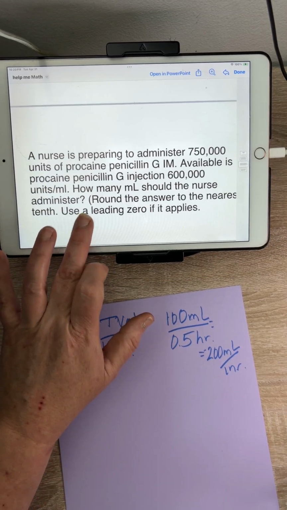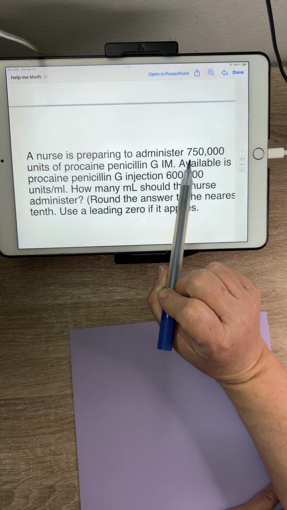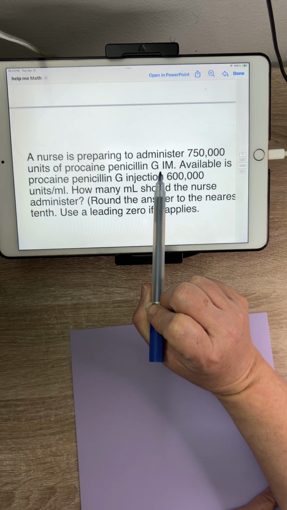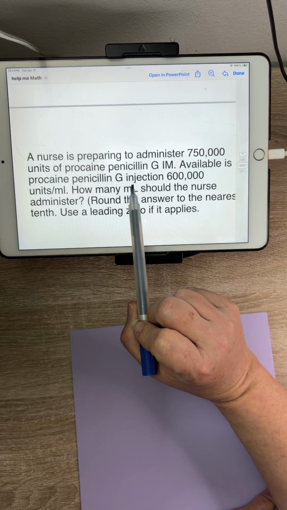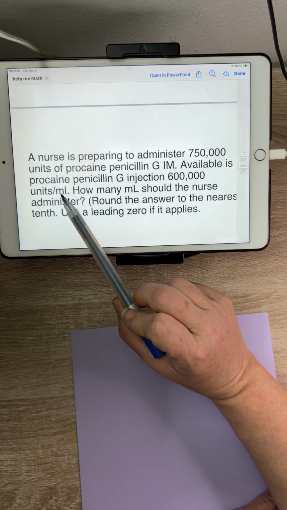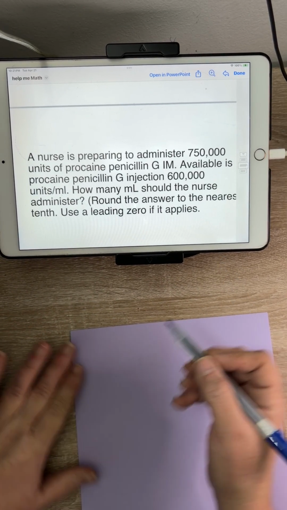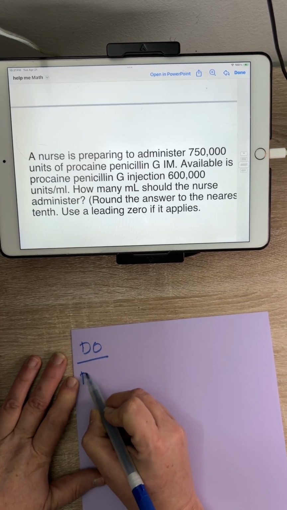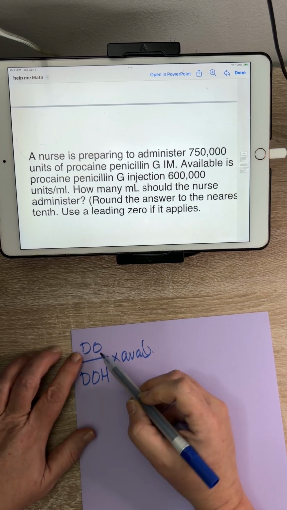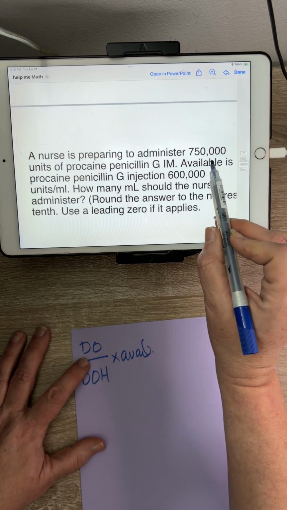A nurse is, okay, it's the one after this. But anyway, the nurse is preparing to administer 750,000 of penicillin G IM, and available, you got that same medicine, 600,000 units per milliliter. When it says per milliliter, it means per 1 milliliter, okay? So this is a dose ordered over a dose on hand times how it is available. So the dose ordered is what the doctor wants.